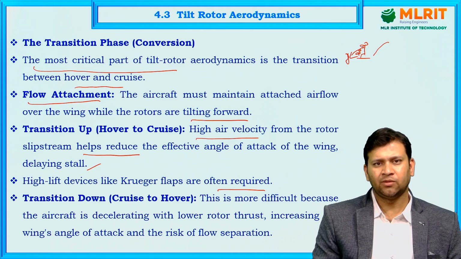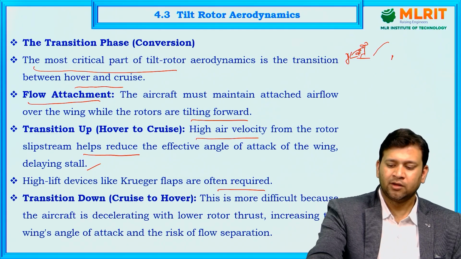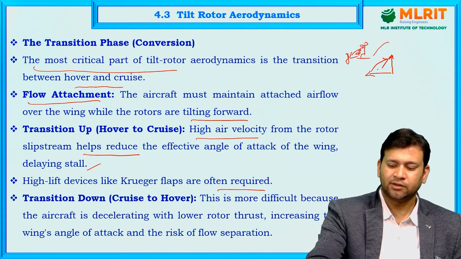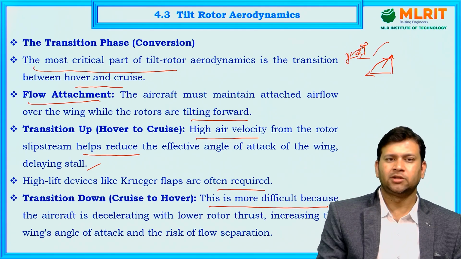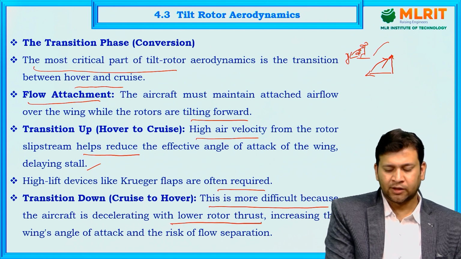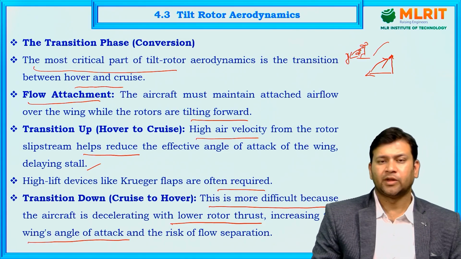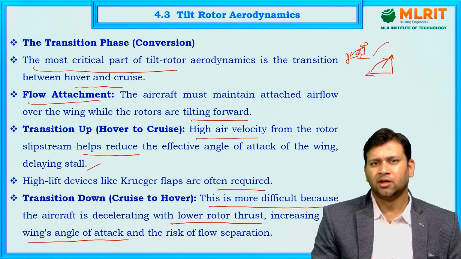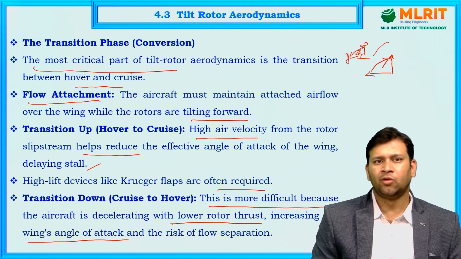Then transition down, that is cruise to hover, when it again moves back from forward flight to the hovering condition, right? Then it is more difficult because the aircraft is decelerating with lower rotor thrust, which is increasing the wing's angle of attack and the risk of flow separation. So, in either case it's quite challenging, but going from cruise to hover is a bit more challenging.